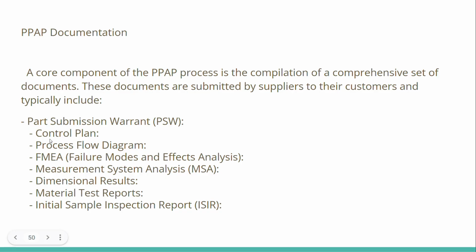PPAP documents: these are the control plans, some of the documentation, process flow diagram, FMEA, measurement system analysis, MSA, dimensional results, material test reports, initial sample inspection reports, ISIR.